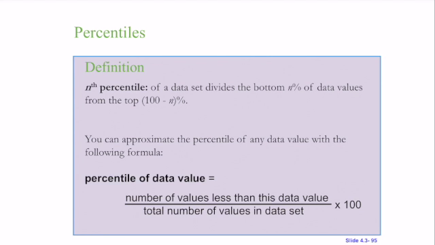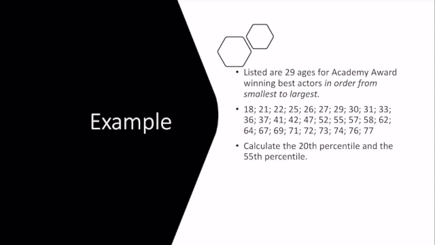So the nth percentile of a data set divides the bottom n% of data values from the top 100% of data values. And we can approximate the percentile of any data value with the following formula. The percentile of the data value is the number of data values less than that data value divided by the number of total values in your data set times 100.